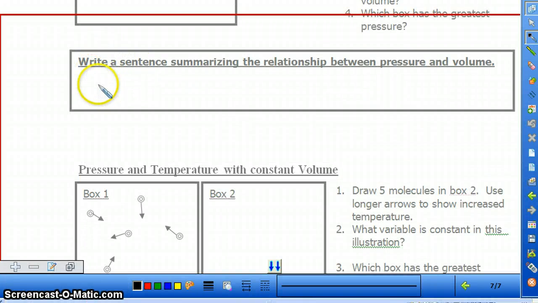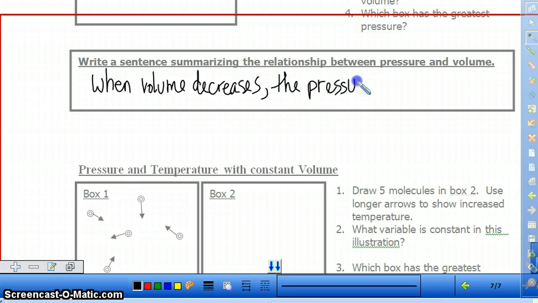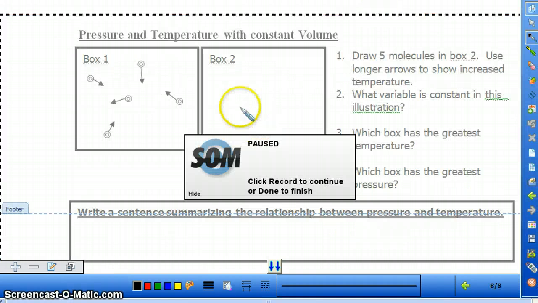Alright, so I'm going to do just this first sentence with you, and you can write the rest on your own. When volume decreases, as it did from box 1 to box 2, the pressure increases. Alright, we're going to move on here.